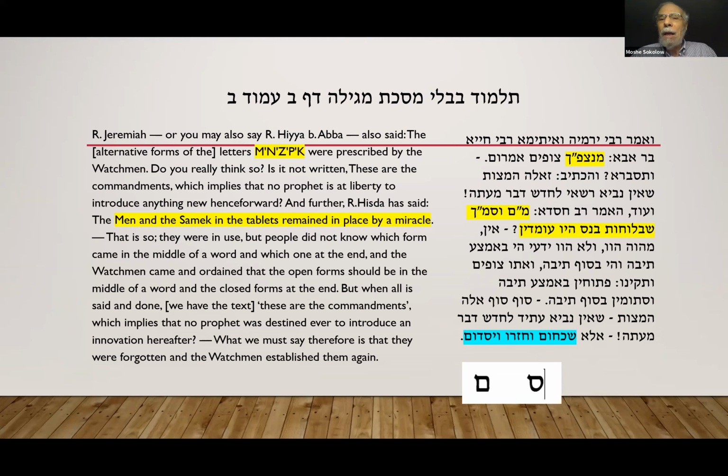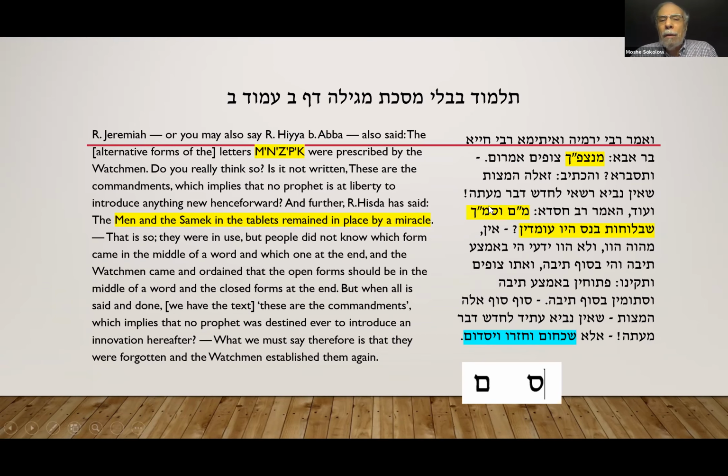But that seems to be a contradiction to the opening statement. The opening statement says that the final form of the letter mem didn't exist until some prophets introduced it. But why would the prophets have to introduce it if the final form of the letter mem was already present in the luchot?